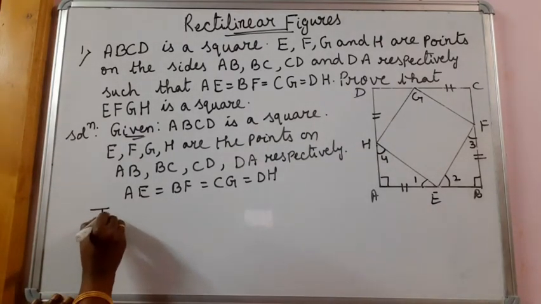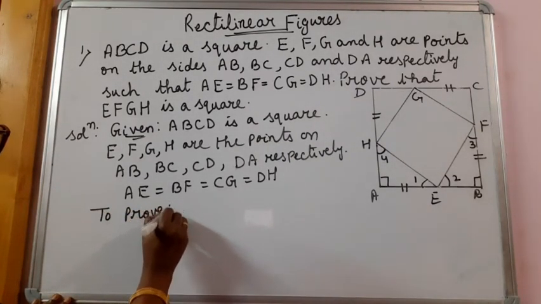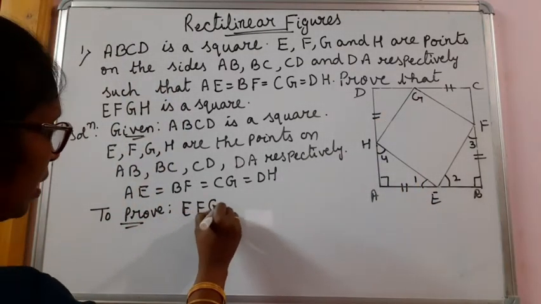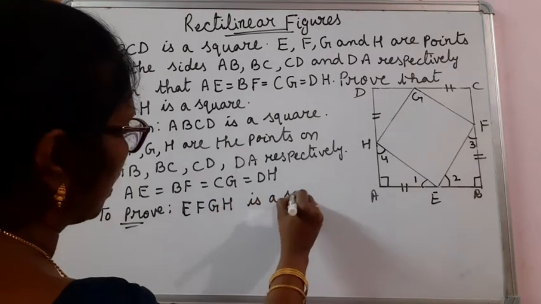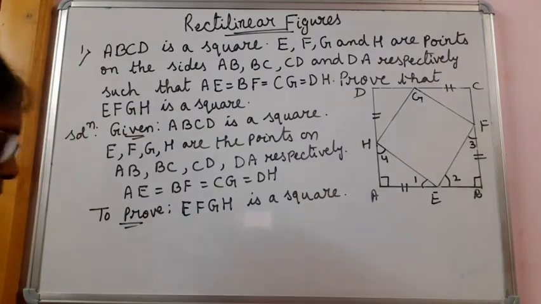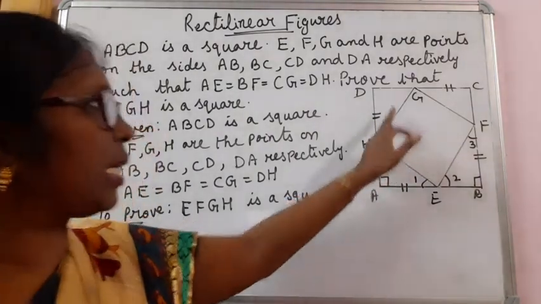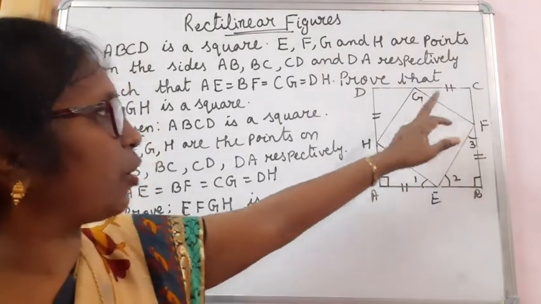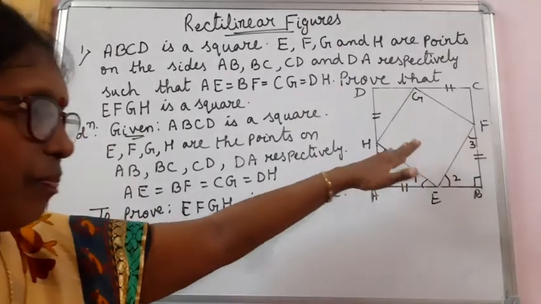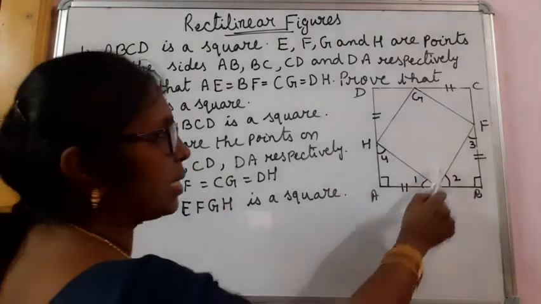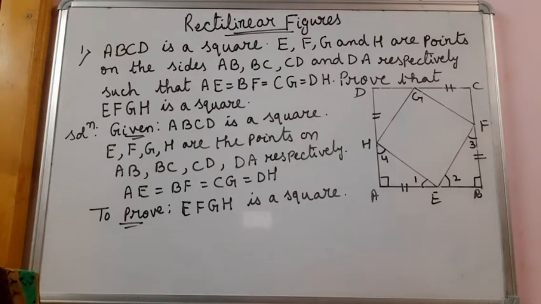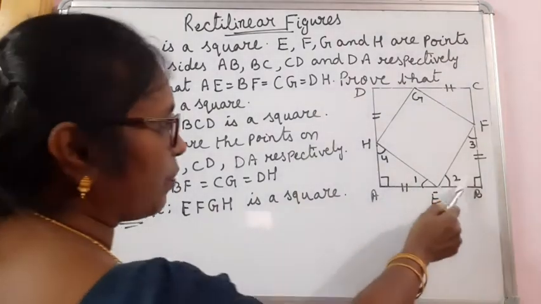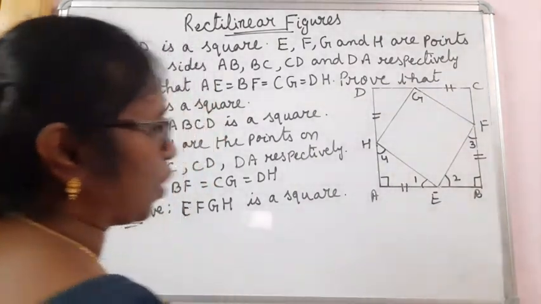Now we have to prove that EFGH is a square. Already ABCD is a square given. In order to prove that EFGH is a square, you know the properties of a square. We have to show that EF is equal to FG, all the sides of this quadrilateral should be equal and each angle should be 90 degrees. So for that, first of all, let us make these two triangles congruent. Let us see whether we are able to make these two triangles congruent or not.